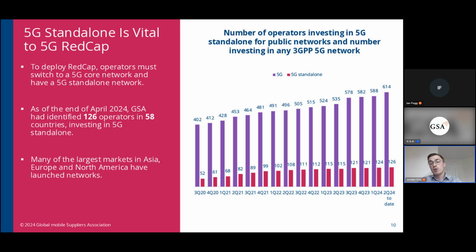When we look at the short to medium term for 5G Standalone, the picture looks promising. The GSA has identified 43 operators in 30 countries that are either planning or are currently deploying 5G Standalone into their networks. Again, this is a very encouraging sign for 5G RedCap moving forward.